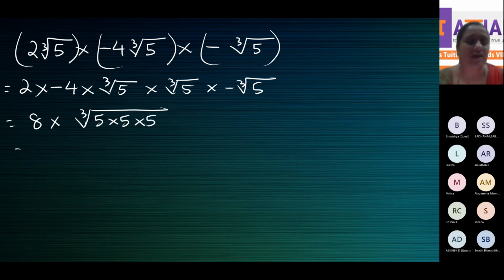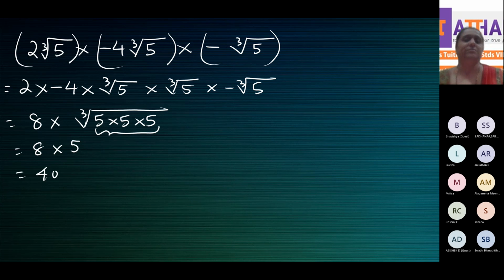And what have we studied last year in cubes and cube roots? From 3 equal factors, you can bring 1 out of the cube root. So into 5, 8 5s are 40. Is this fine, children? Yes, ma'am.